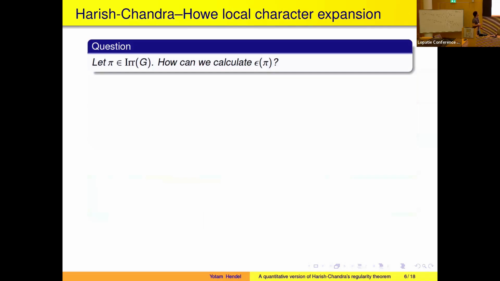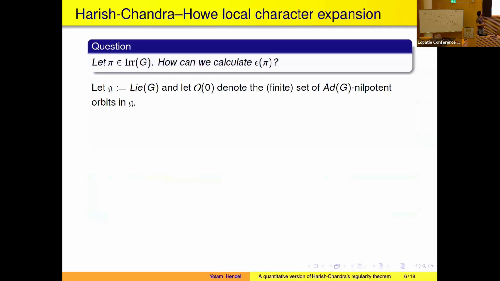Okay. So we have a new singularity invariant of representations. We want to calculate it. We want to see whether we can say something meaningful about it. Can we give some lower bound? And the question is, how can we actually do it? And the answer that comes to our help is the local character expansion. So let me recall this very briefly.